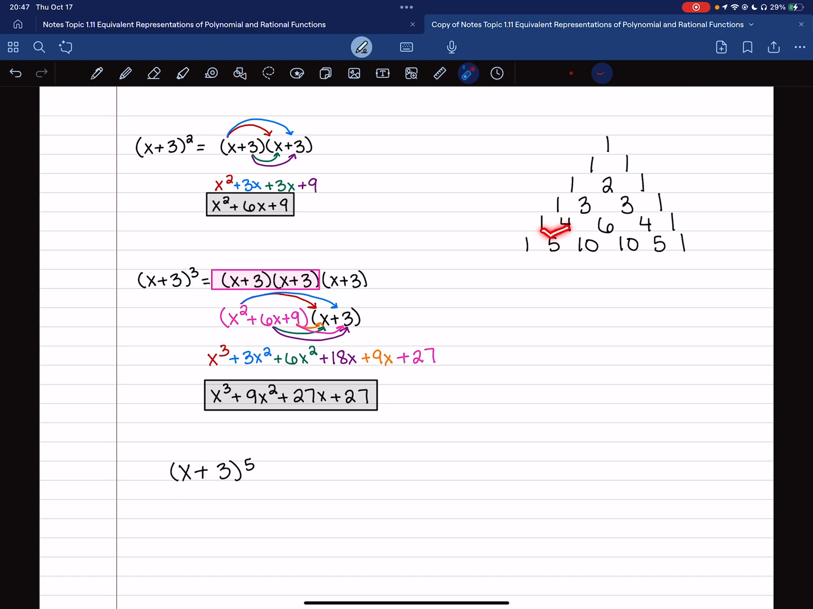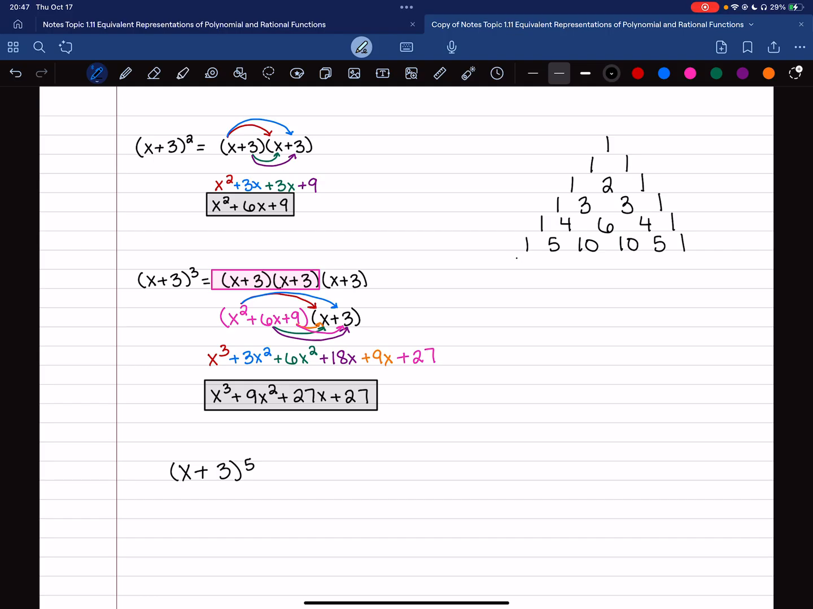You have 1 plus 4 gives you 5. 4 plus 6 gives you 10. 6 plus 4 gives you 10. 4 plus 1 gives you 5. So can you come up with the next row for Pascal's triangle?